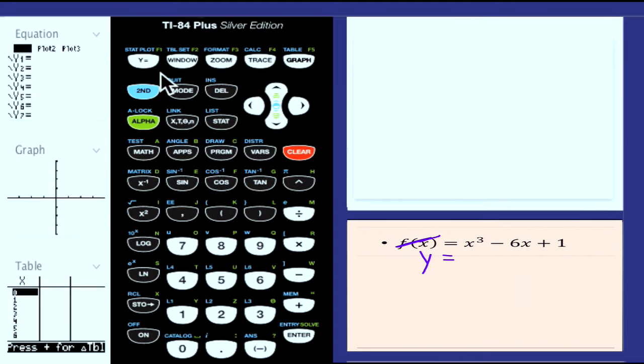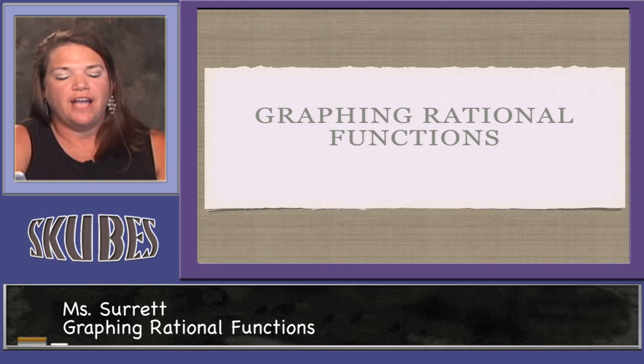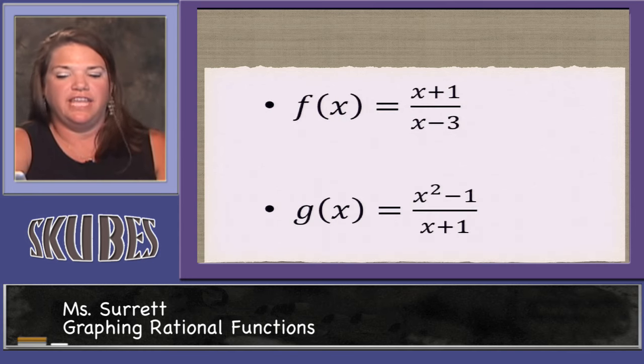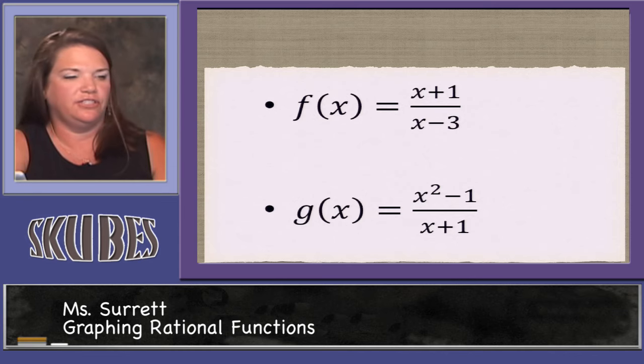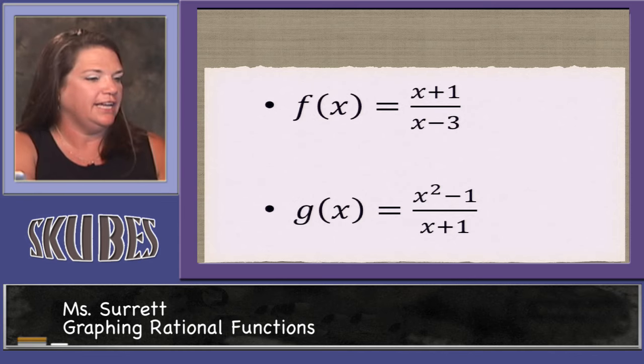We're going to go to the graphing buttons, which are on the very top row. And top left is the y equals button. So we're going to type that. And now we have two rational functions that we're going to graph. Let's start with the f function. F of x equals x plus 1 divided by x minus 3. We're going to plug this into our graphing calculator just to see what it looks like.